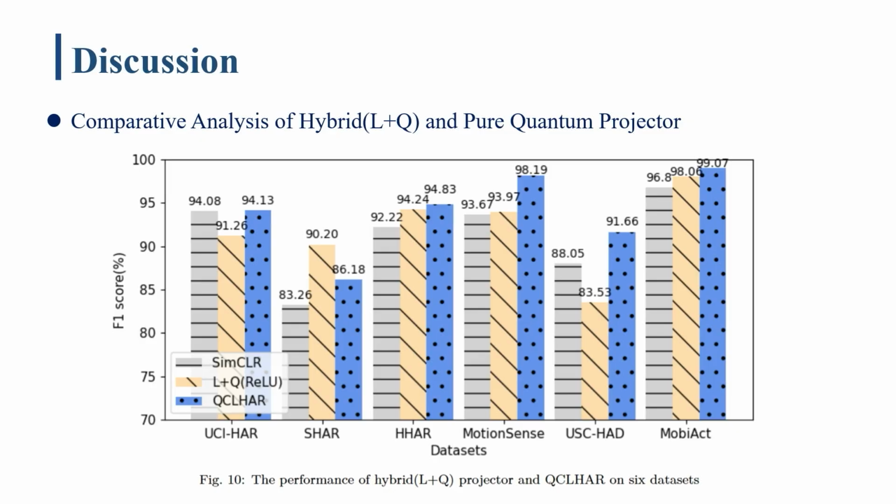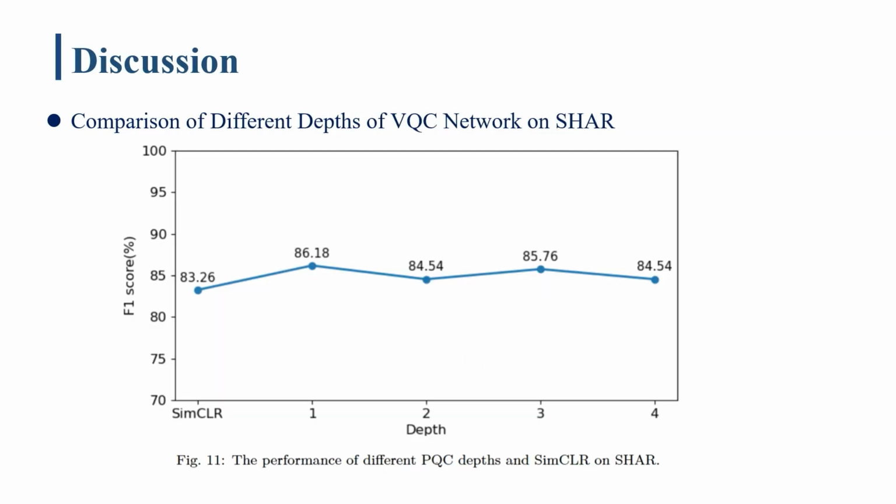You can see the blue one shows our results still get better performance than the others for F1 score. 1 minute left. Okay. Another thing is we discuss different depths for the variational quantum circuit network. We can see why we choose just one layer: even though we increase the depth, the performance stays the same.